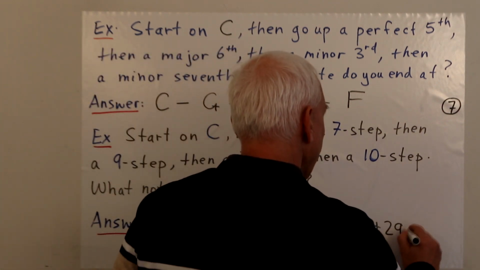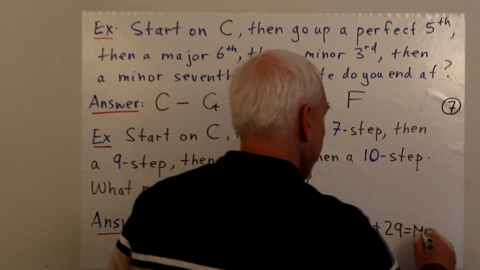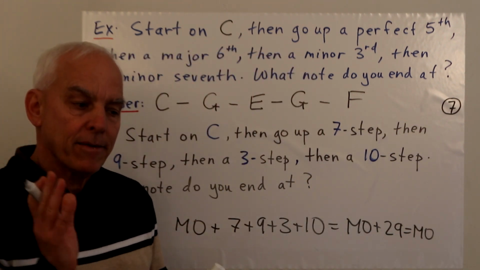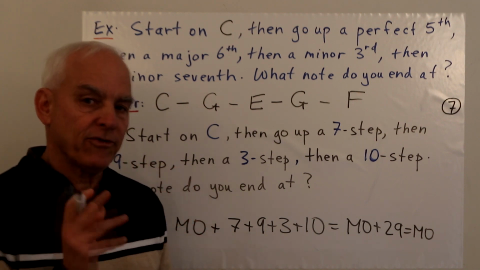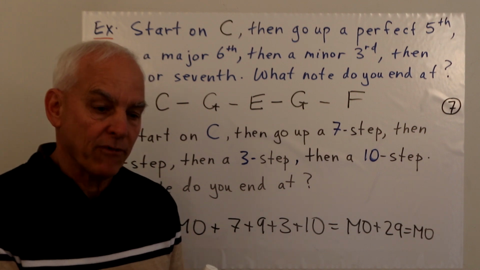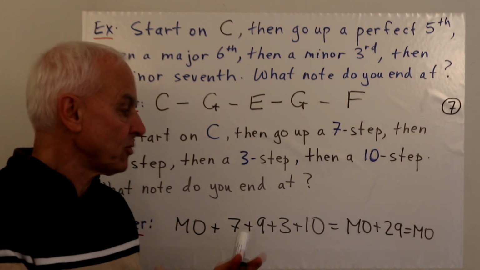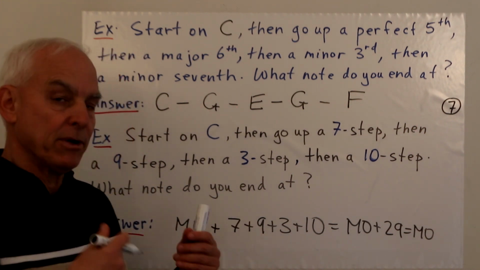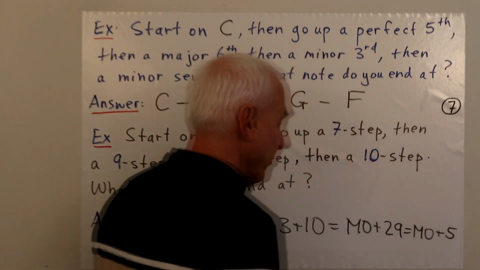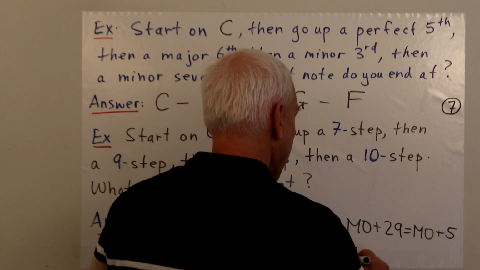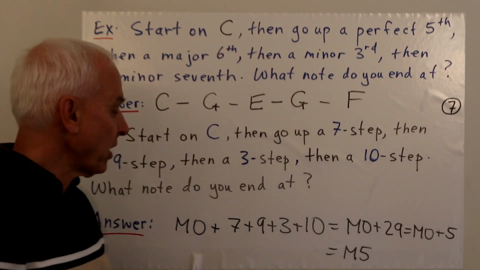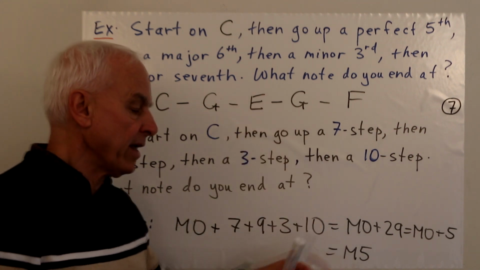The 29 is the same as, because I'm working with mod 12 arithmetic, I can remove multiples of 12. So 24 is a multiple of 12. So if I remove 24 from 29, I'm going to get 5. So I'm really going up 5 from M0. So that means I'm at M5. So that's the answer. We start at M0. After all of this, we end up at M5.